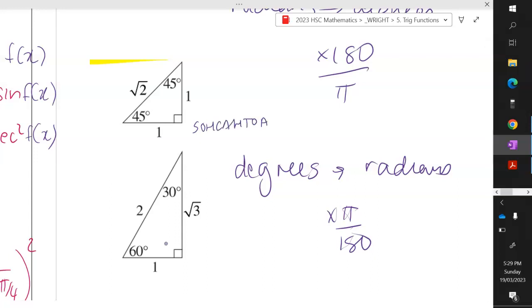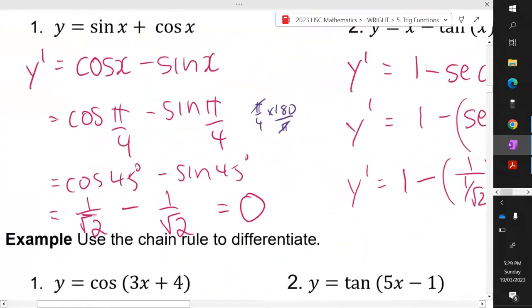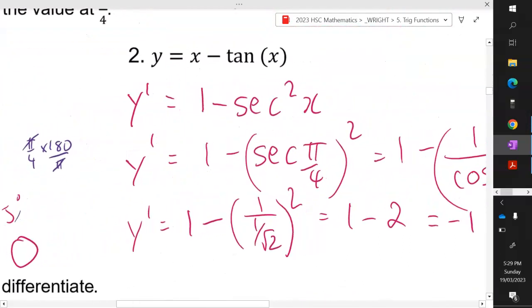Our sine is opposite on hypotenuse, so 1 on root 2, and our cos is adjacent on hypotenuse, so also 1 on root 2. So what we end up with here, our cos of 45 is 1 on root 2 minus our sine of 45, which is also 1 on root 2, which is equal to 0. So a nice, simple, straightforward question. Let's have a look at the next one.